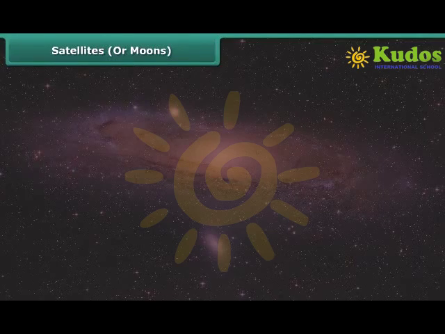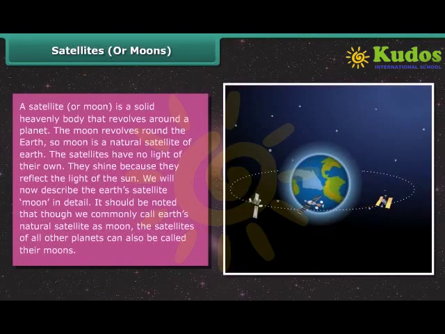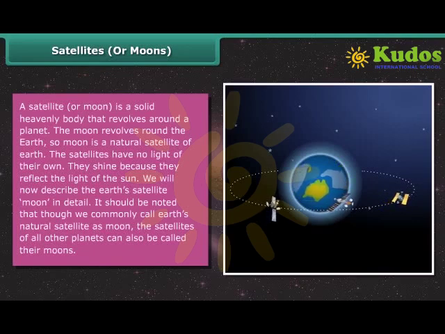Satellites or moons. A satellite or moon is a solid heavenly body that revolves around a planet. The moon revolves around the earth, so moon is a natural satellite of earth. The satellites have no light of their own. They shine because they reflect the light of the Sun. We will now describe the Earth satellite moon in detail.